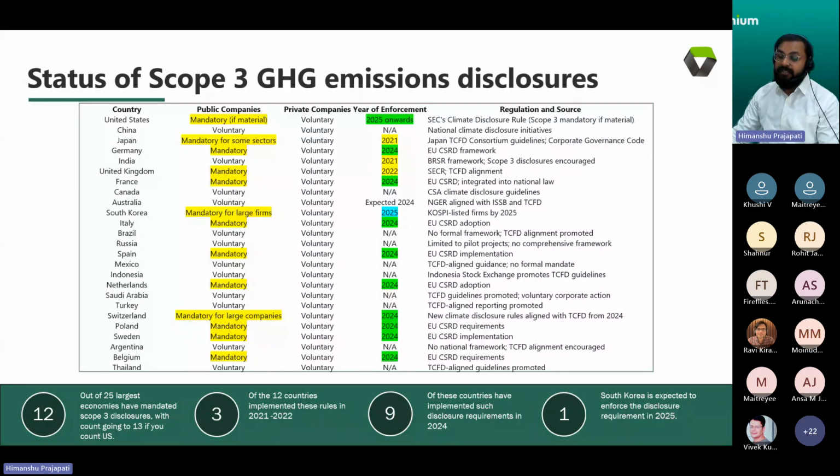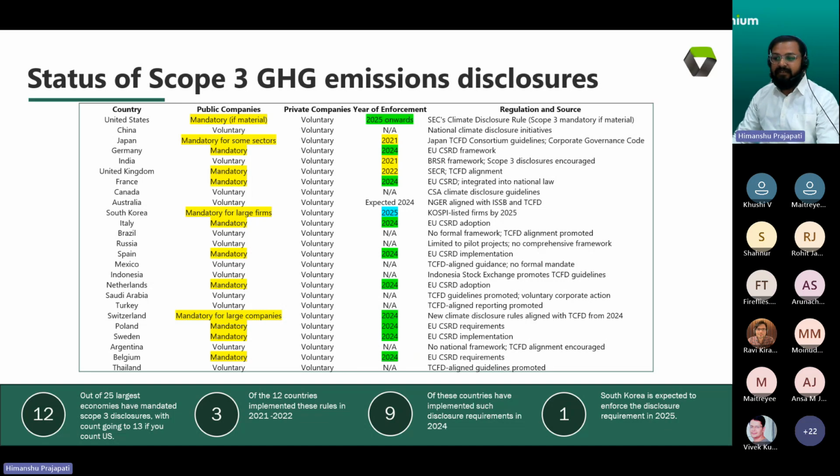Out of the 12 countries that have already mandated this, at least three countries mandated it during 2021-22, and nine of these countries mandated such regulations in 2024 itself. One country is expected to come out with the regulation in 2025, which is South Korea. So you can see that at least for the public companies in these economies, scope 3 is very essential.